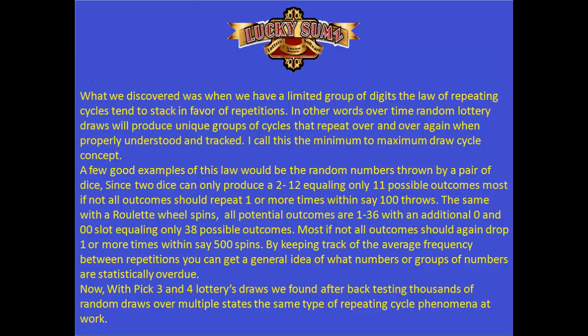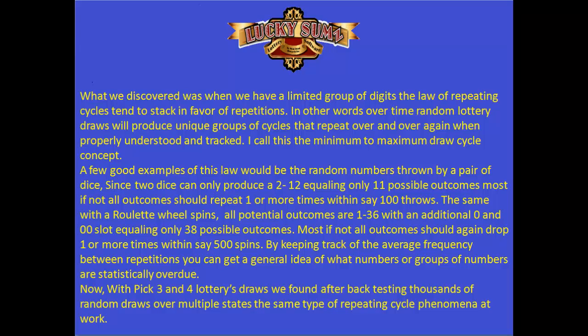A few good examples of this law would be the random numbers thrown by a pair of dice. Since 2 dice can only produce a 2 through 12, equaling only 11 possible outcomes, most, if not all, outcomes should repeat 1 or more times within, say, 100 throws. The same with roulette wheel spins. All potential outcomes are 1 through 36 with an additional 0 and double 0 slot, equaling only 38 possible outcomes. Most, if not all, outcomes, again, should drop one or more times within, say, 500 spins.